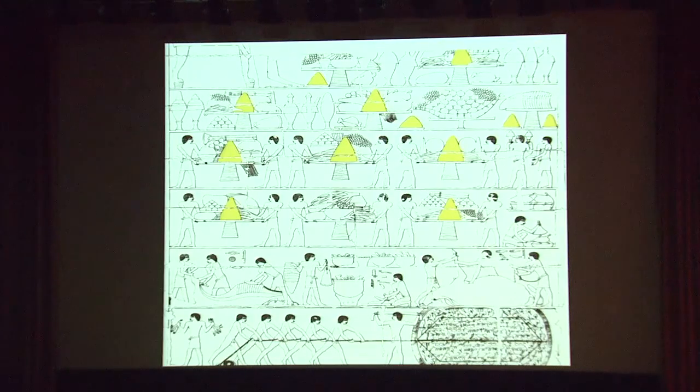But there are 2 that don't. One of them is the central one on the lowest level of offering bearers, and then directly in front of the tomb owner himself is a table that is not built on this triangular loaf. In both cases, they are built on pots of stew, which you can also see directly below.